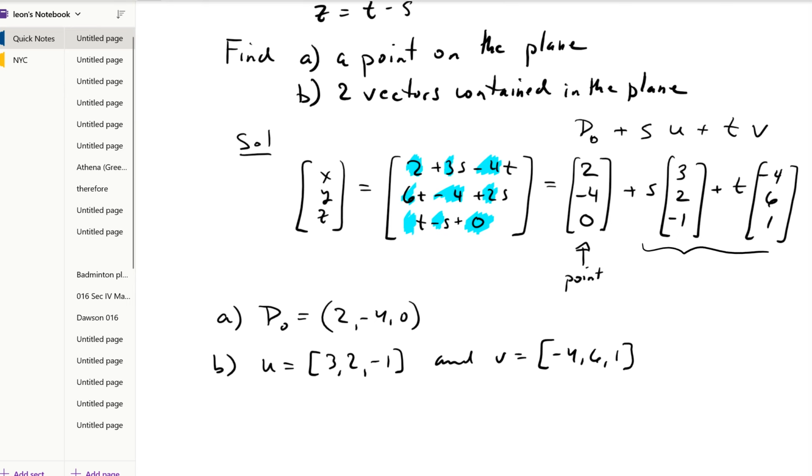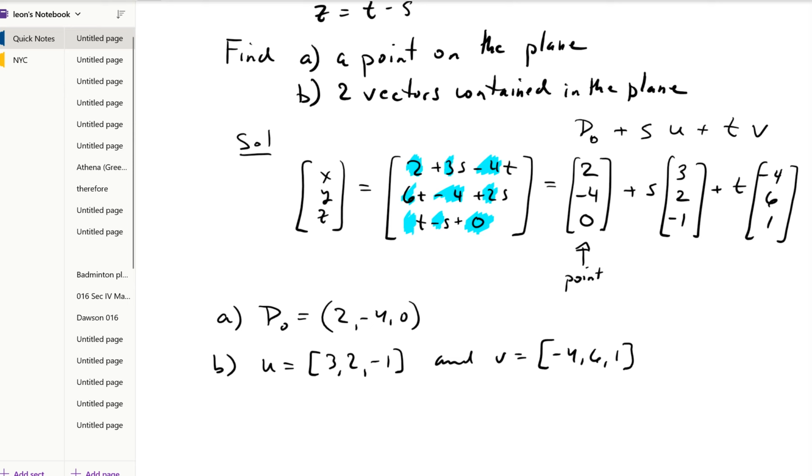P0 is the easiest one that I get, by assigning both s and t to 0. If I assign s equals 1 and t equals 0, I'd get some other point, the point (5, minus 2, minus 1). So, just like for lines, I can get infinitely many points from that equation. I can assign my favorite values to s and t and get infinitely many points. So another question would be: give me 5 different points on this plane. You just assign 5 combinations of values to s and t, and then you get 5 points.